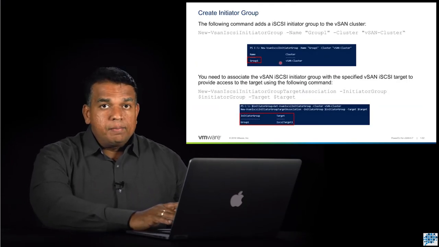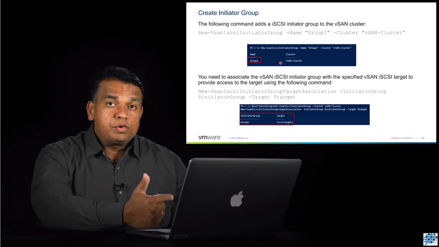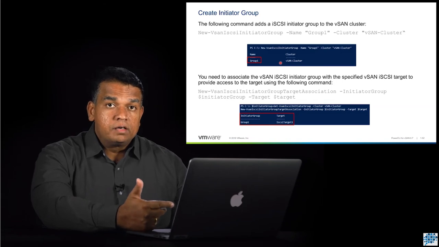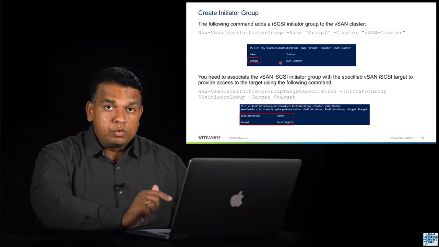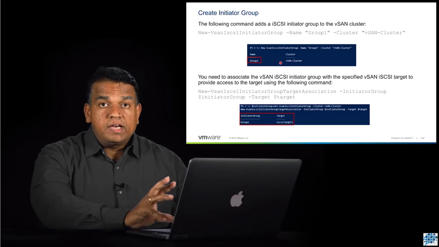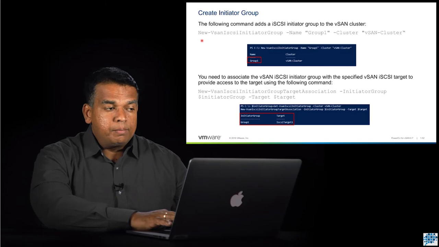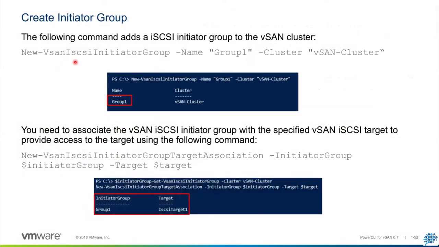Okay, next step, as we have seen in the list of steps, we have to create an initiator group. So just to reiterate, the initiators are the external servers which are going to connect to this target, and those servers can be made part of an initiator group. So I'm going to execute this command, New-VsanIscsiInitiatorGroup. I'm calling it group 1. And I'm going to configure it on this vSAN cluster. After I execute the command, I see the result here, group 1 has been created.